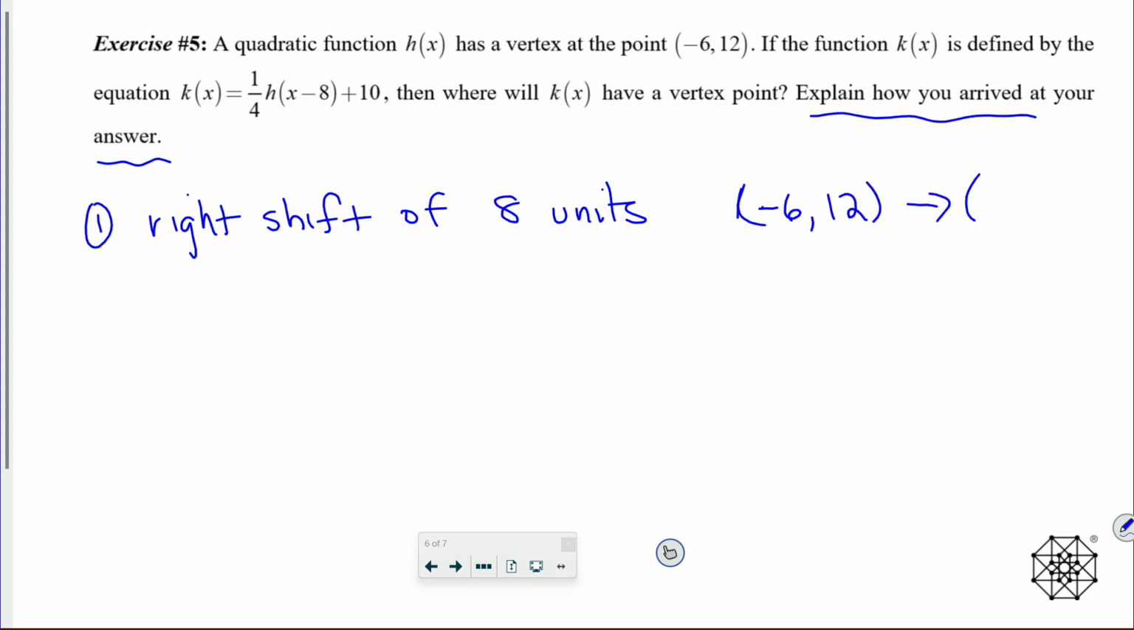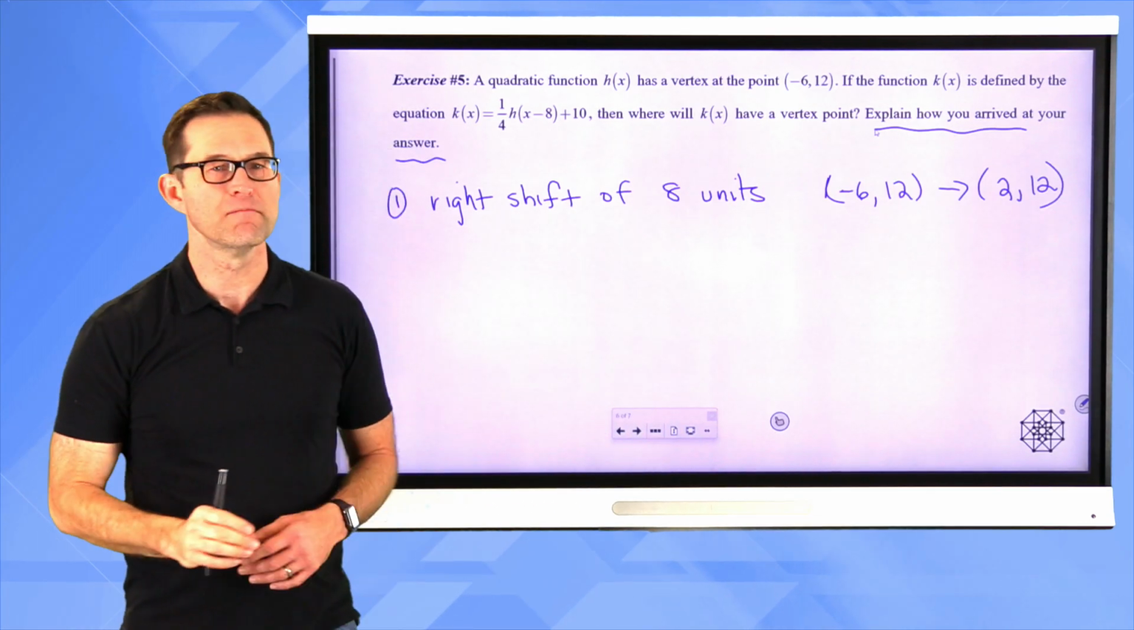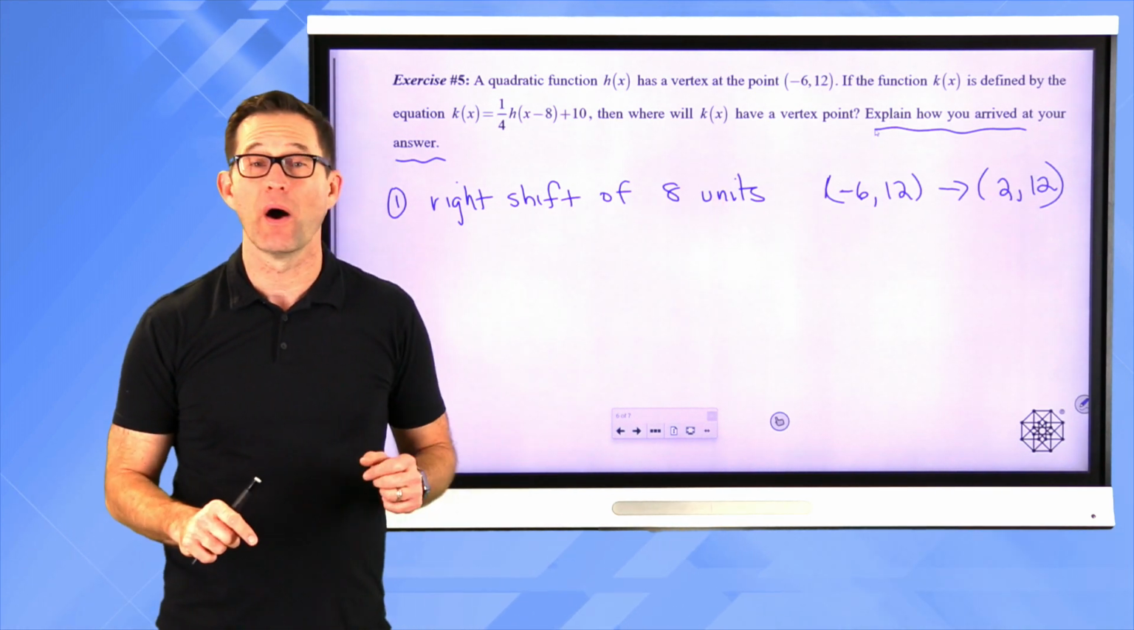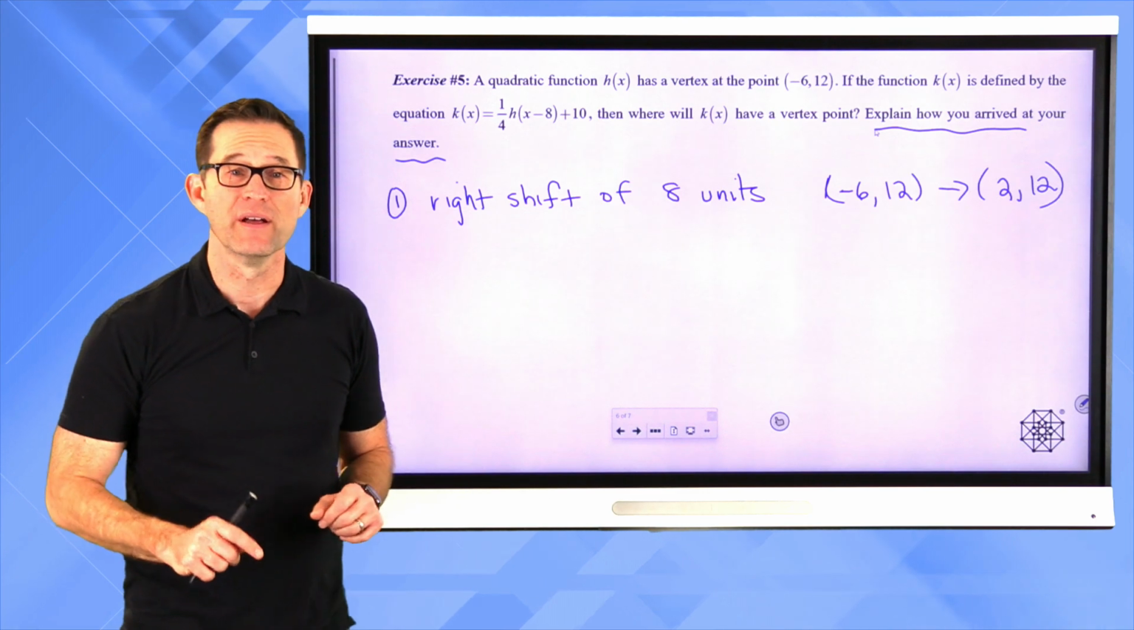Now what's kind of cool is I can literally say, well, that's going to take -6, 12, and it's going to map it to 2, 12, right? It's just going to scoot it 8 units to the right, so I just end up adding 8 to -6, and I'm now at 2, 12. That's not my final resting place, right?